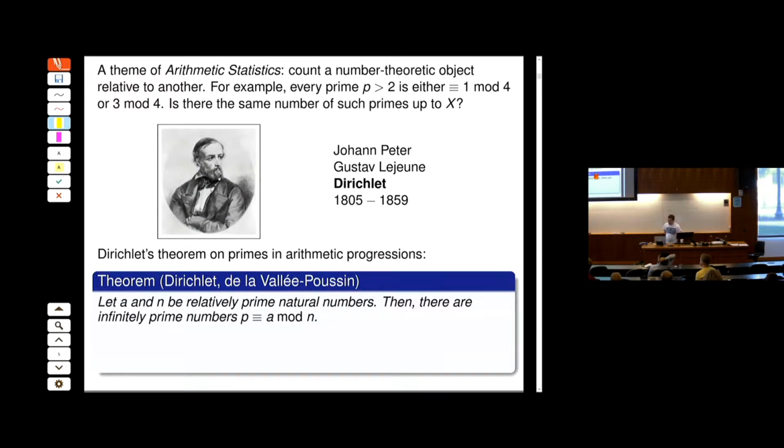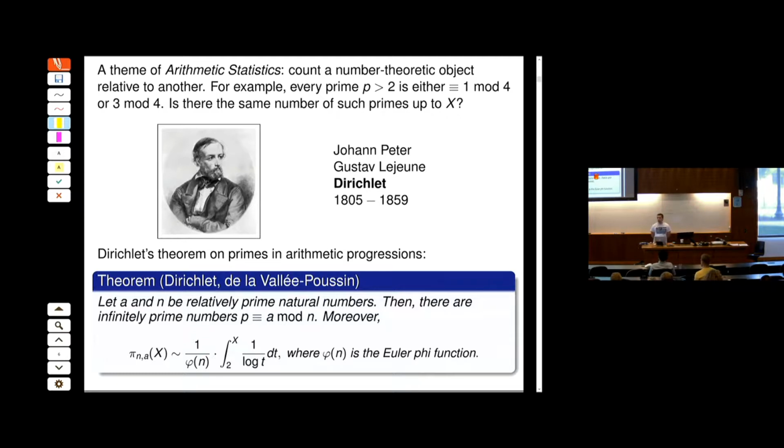Now, Johann Peter Gustav Lejeune Dirichlet proved that there are infinitely many such primes. So he proved what we now call Dirichlet's theorem on primes in arithmetic progressions. He proved that if a and n are relatively prime numbers, then there are infinitely many primes that are congruent to a mod n. And then de la Vallée-Poussin proved that there is an asymptotic behavior for that. Just like the prime counting function, you can count how many primes in each congruence class there are.